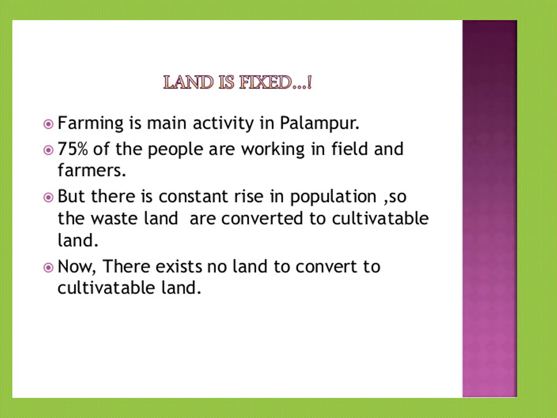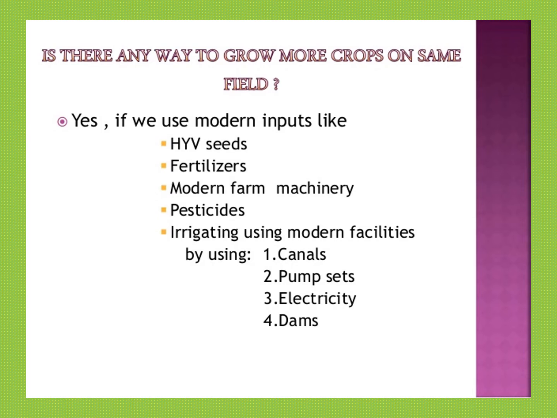So what are they going to do? Is there any way in which one can grow more on the same field? The answer is yes. You have to use modern inputs. And what are the modern inputs that you can use? HYB seeds, fertilizers, modern farm machinery, pesticides, irrigation using modern facilities, canals, pump sets, electricity, dams.